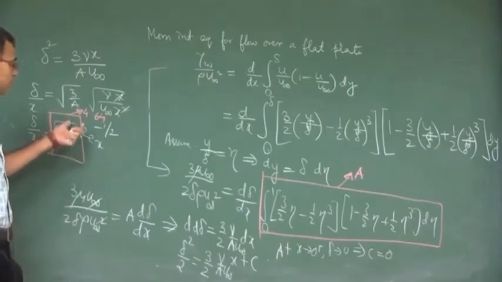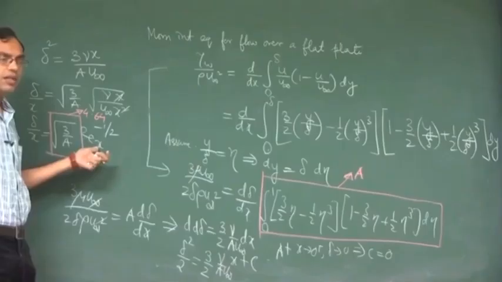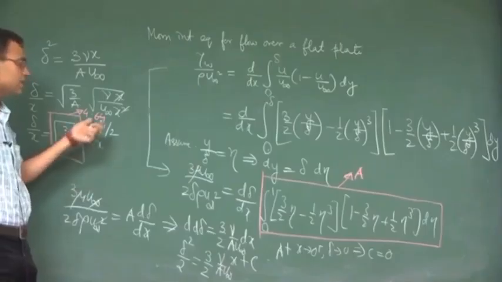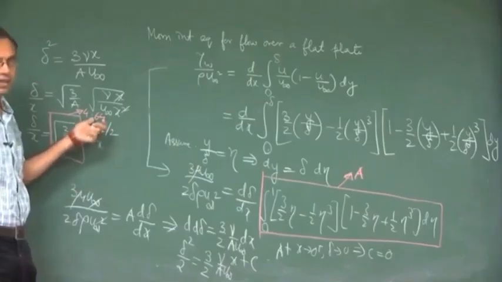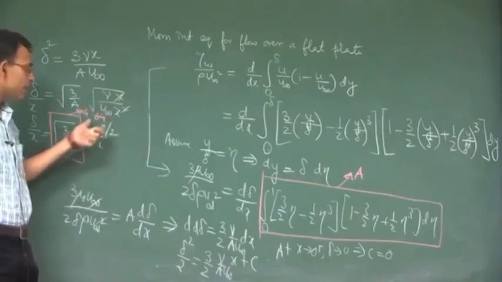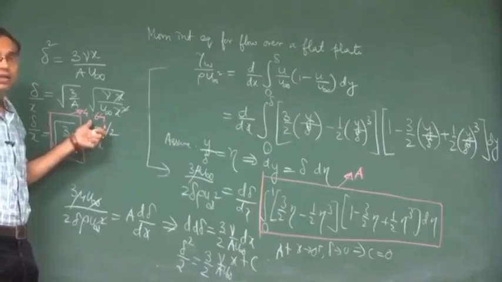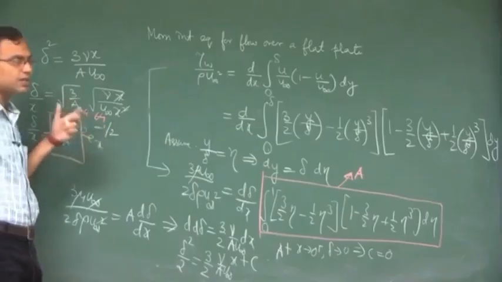See, the Blasius solution was delta by x is equal to 5 Reynolds number to the power minus half. In this case it is 4.64, not that bad, considering that this is very approximate, and whatever is this approximation, this will be further less if you calculate the skin friction coefficient and the drag coefficient. That I leave on you as an exercise.